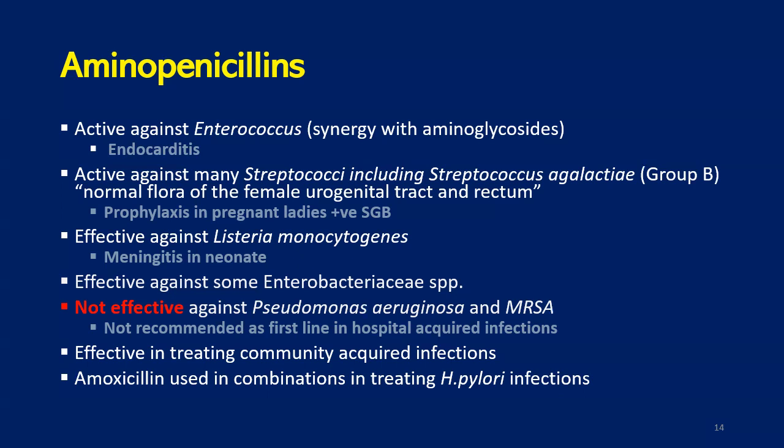Also, they're effective against Listeria monocytogenes, which is also considered a normal flora in the vagina. But there's no recommendation to cover it or to give prophylaxis, unlike Group B. So only neonates who get infected with meningitis, you need to treat those patients with ampicillin, keeping in mind that it covers both Group B strep and Listeria monocytogenes.